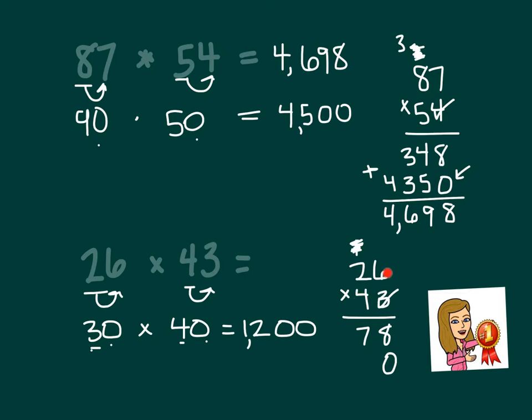4 times 6, 24. 4 down, carry the 2. Then 4 times 2 is 8, plus 2, 10.